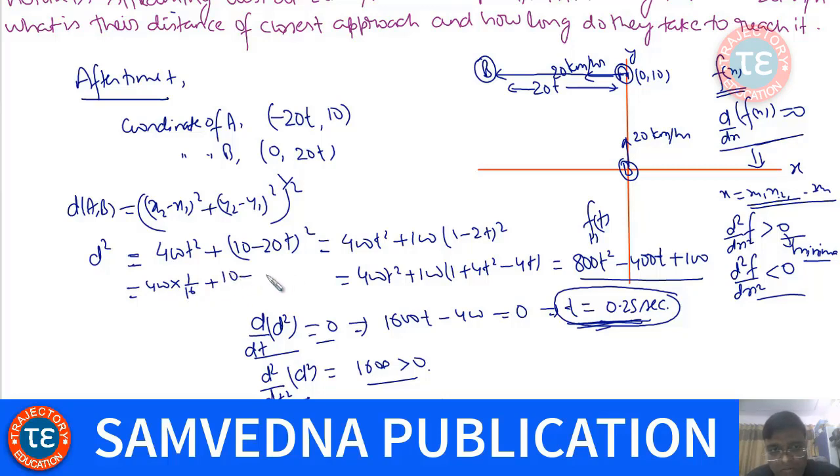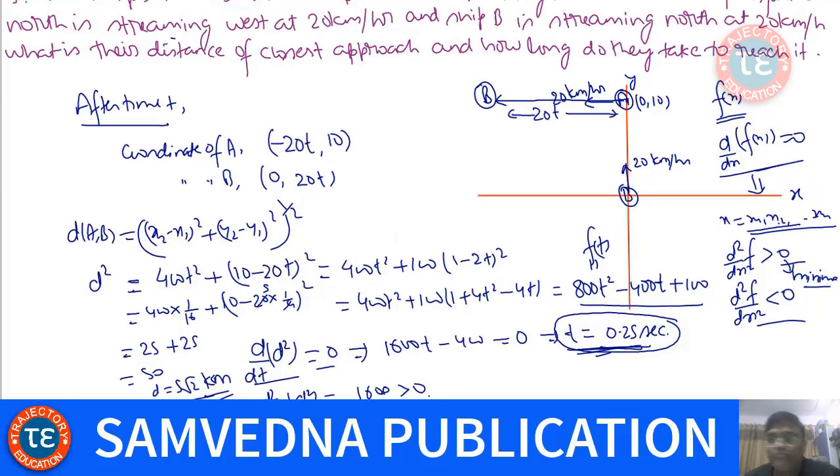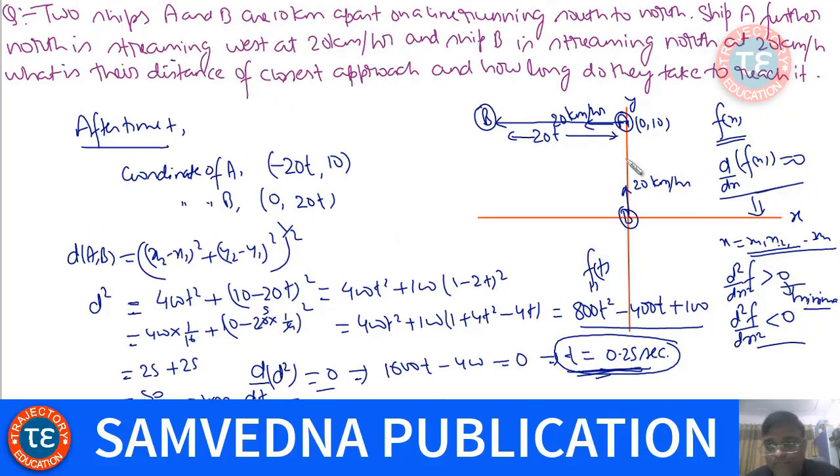400 times 1 by 16, and 10 minus 0.25 times 20 whole square. That will give you what? 100 by 4, 25, plus 25, 50. So D is root 50, about 7 meter. Kilometer, sorry. The unit we have been using is kilometer. That's going to be the D min, the minimum distance.